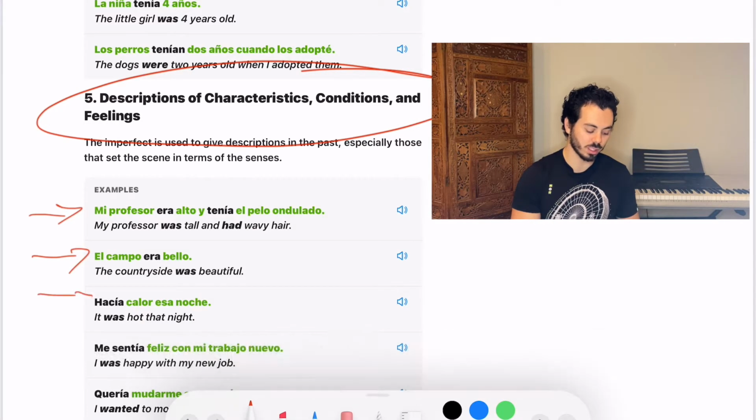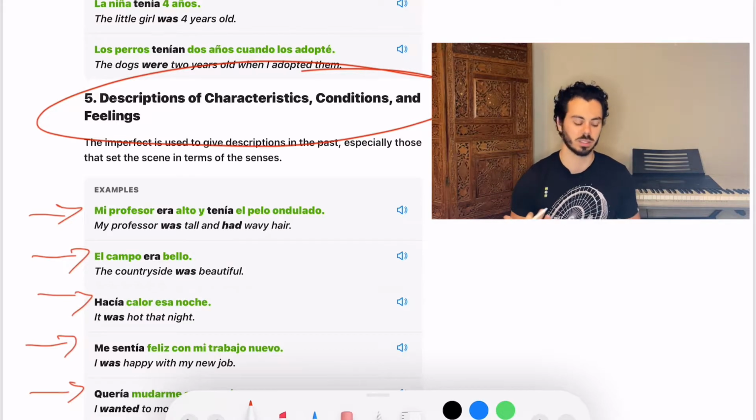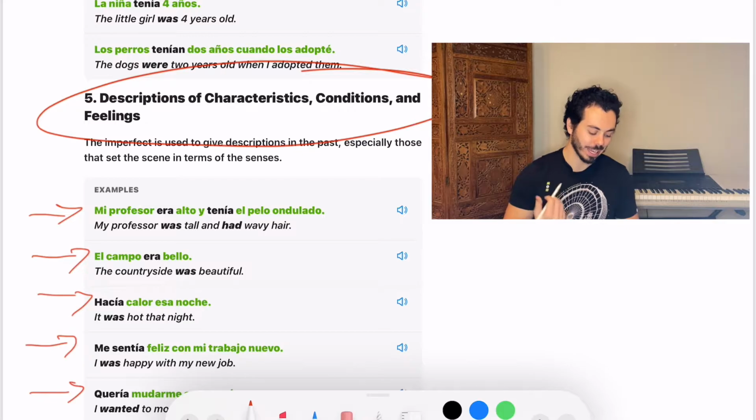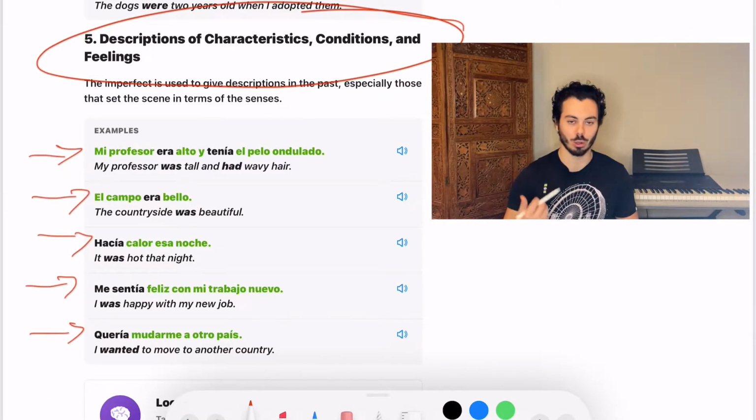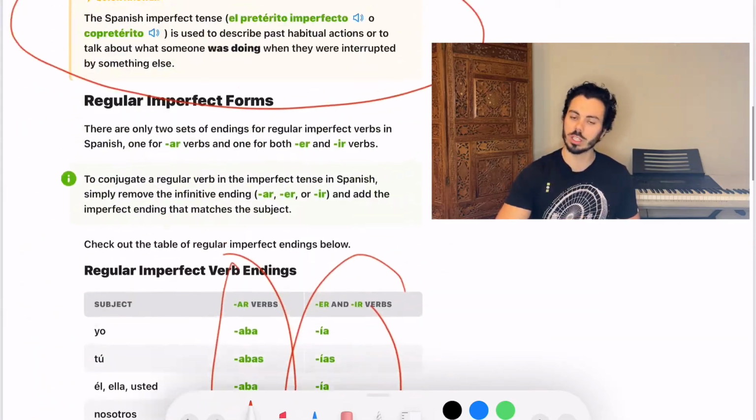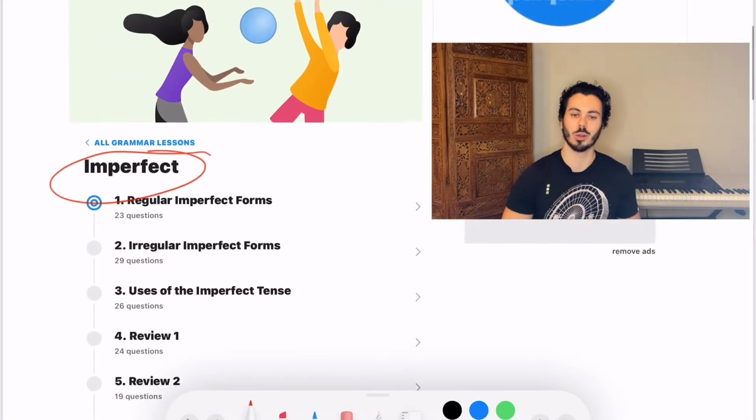So, of course, all of these are popular, right? You're going to use all of these, but you're going to learn them more as you go. When you make a mistake and you're like, okay, I was using a characteristic, what was wrong when I used a preterite? Now you know. Mi profesor era alto y tenía el pelo ondulado. El campo era bello. The countryside was beautiful. Hacía calor esa noche. Me sentía feliz con mi trabajo nuevo. Quería mudarme a otro país. So anyways, wish I could go into this a little bit more. Let's go on to the next one.